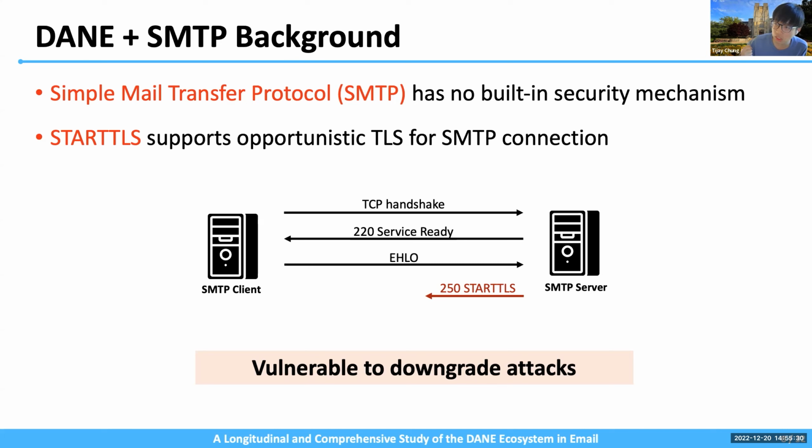Because this STARTTLS message was just dropped by the attacker, the client doesn't know if the server actually supports STARTTLS, right? So in that case, the client will make a connection to the server using just a plain text communication method, so that the man in the middle can see the messages or forge all the messages. That is called a downgrade attack.